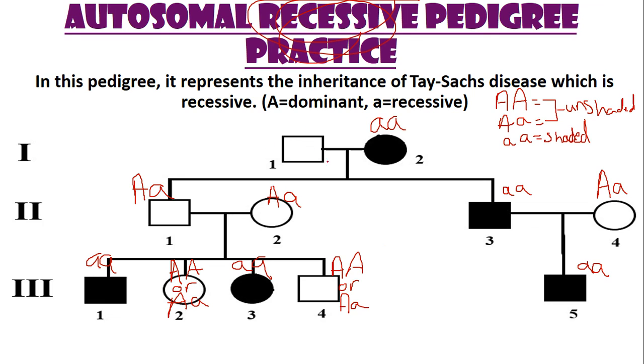Now, last person, grandpa up here. We know he's a big A. We need to look at children. We need to see if he has an affected child. He does have an affected child. So one of the small a's comes from the mother, so the other small a has to come from grandpa here. So he's big A, little a.